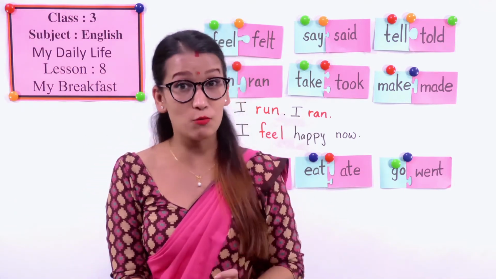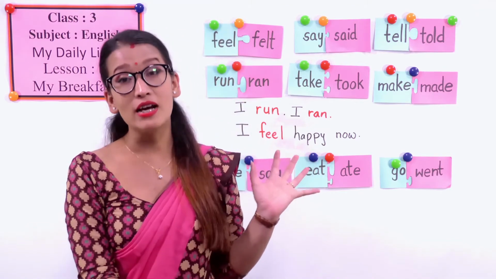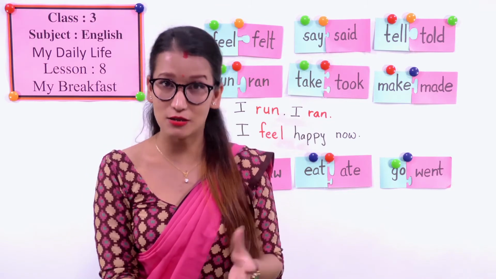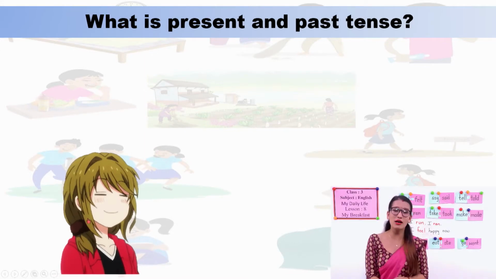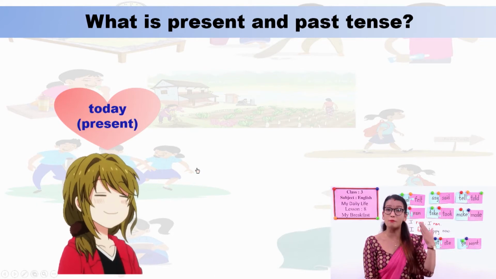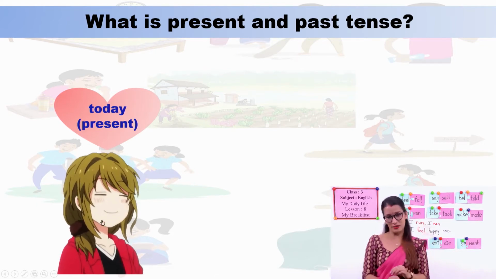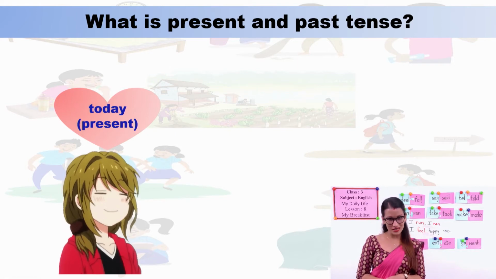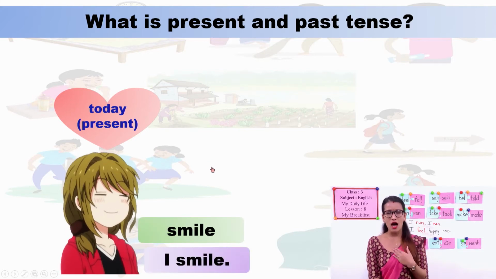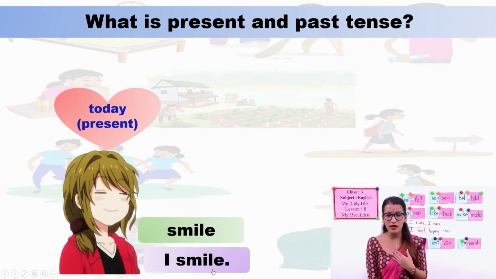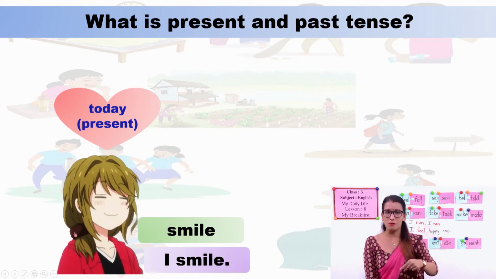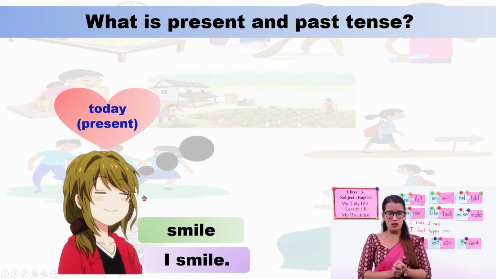So now let's see what is here. Okay, I hope you all know what I have just said about the verbs, and the present and past tense. Now, what is present and past tense? Look, what is it doing? Today is present, yesterday is past. What is happening right now? What is it doing? Smiling. Yes, she's saying I smile. That means the word is present. So she's smiling when? Yesterday or right now? Right now. Now she's thinking, okay, what did I do yesterday?